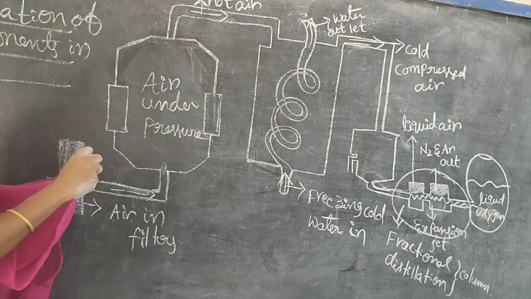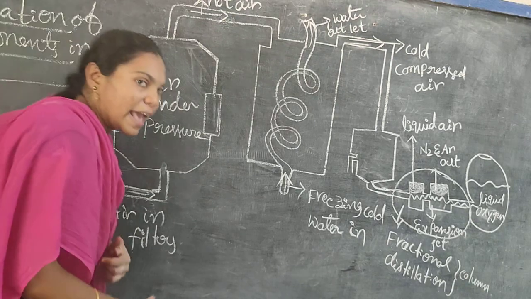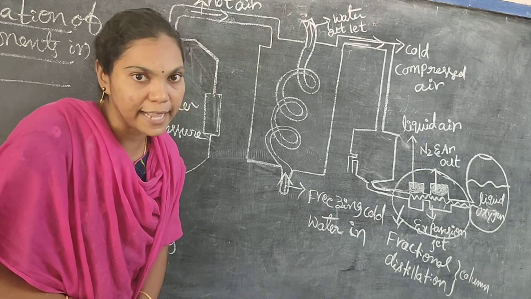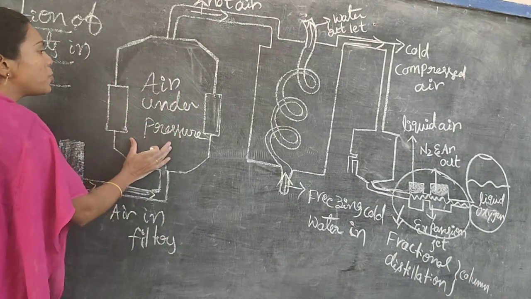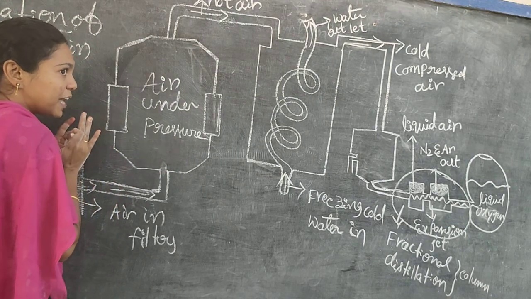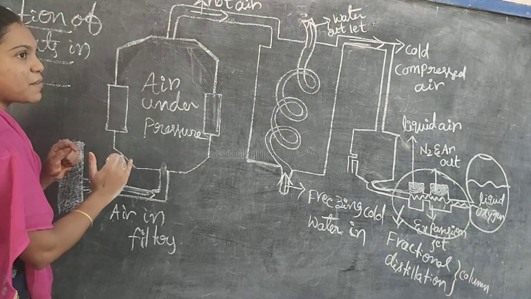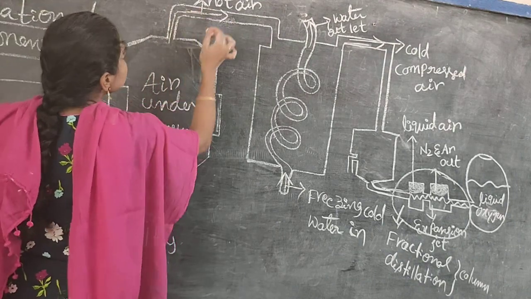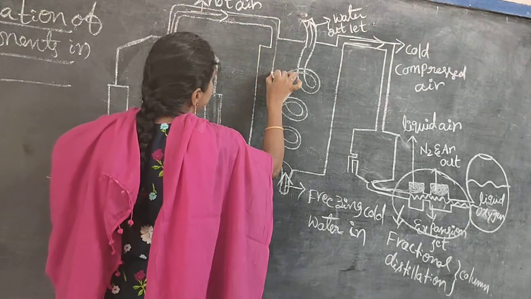What happens when pressure is more? The air is converted into hot air. When we apply more pressure, the volume of the gas is reduced and the temperature of the air increases. It is converted to hot air. This hot air enters the second device.